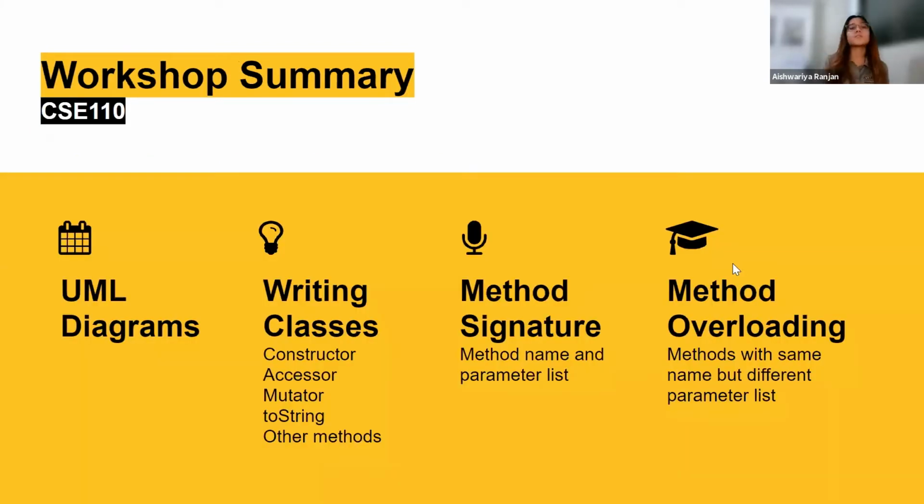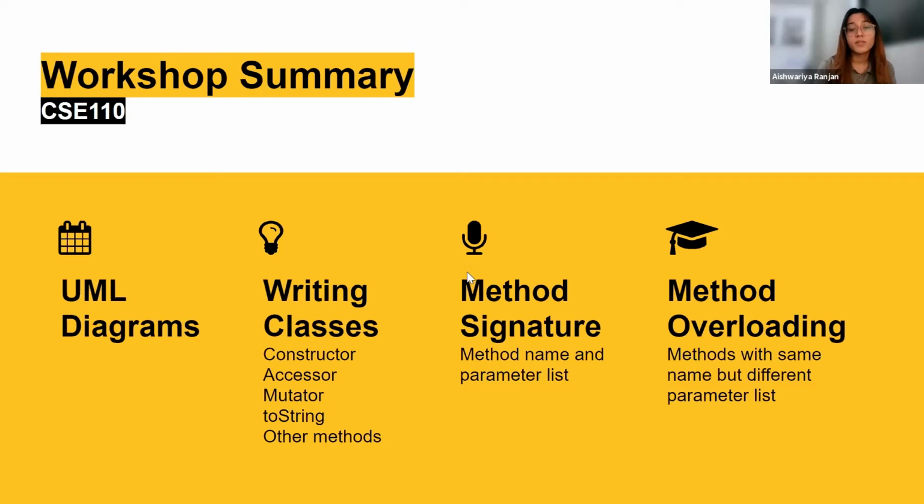So here's our workshop summary. This is all I had for you guys today. We went over UML diagrams and then writing classes using those UML diagrams. So whenever you want to write a class in general, it's good to have defined these 4 methods first. It's a good starting place. So we have the constructor, accessor, mutator, and toString, and then any other methods your program would require.